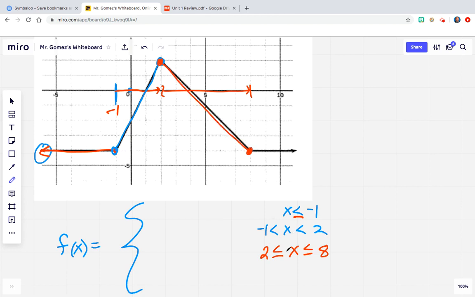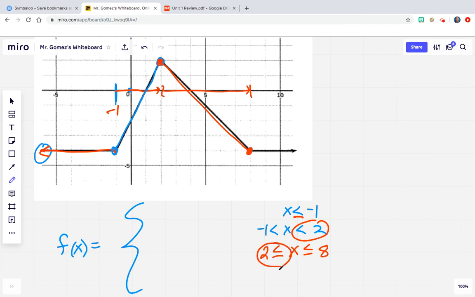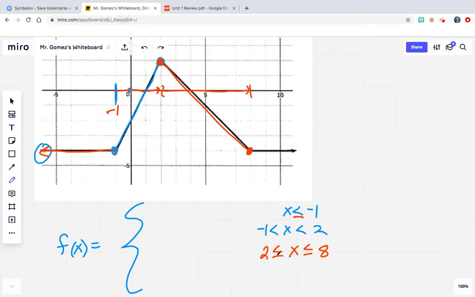And again, y'all's might vary. Just make sure that you see negative 1 is closed there, but it's open here. 2 is open here, but it's closed here. Okay, so just don't double close it. And then finally, the last one is going to be x's that are bigger than 8. So those are my 4 domains that I'm going to put commas between, because this is the list of domains.